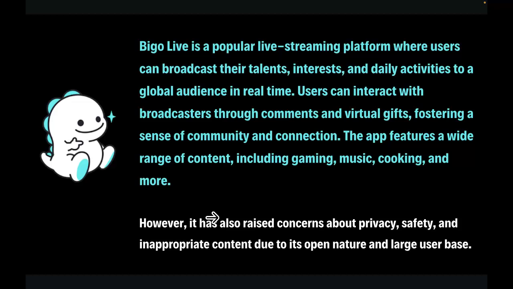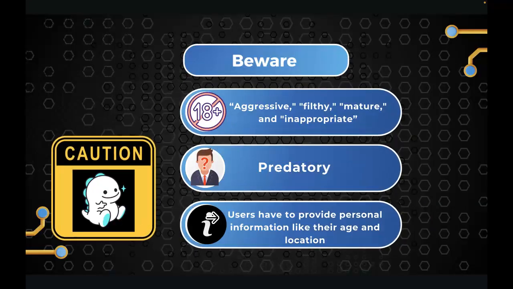Next, we have Bigo Live. This is a popular live streaming platform. However, it has also raised concerns about privacy, safety, and inappropriate content due to its open nature. So what does that look like? Though it's really intended for older teens, younger teens and younger children still have access to it. They can be exposed inappropriately to aggressive speech and mature, inappropriate things. And of course, we have people pretending to be teenagers, so there are predatory dangers that we are not going to be able to really control.